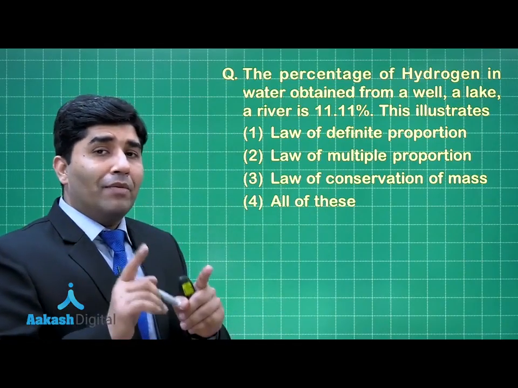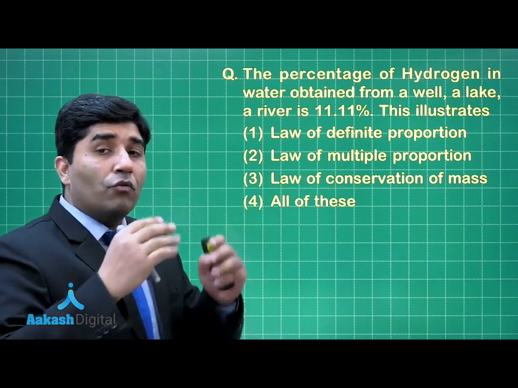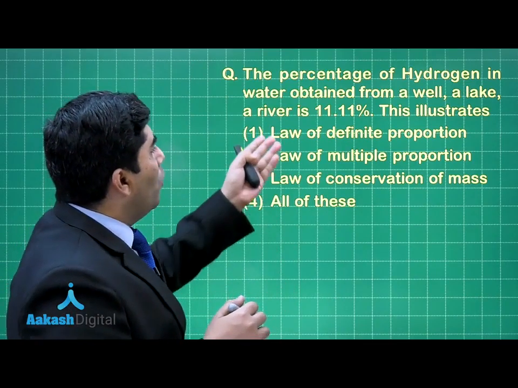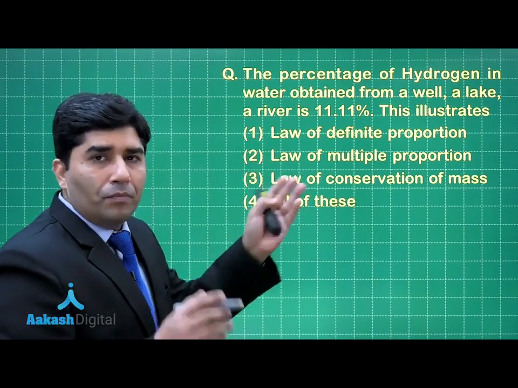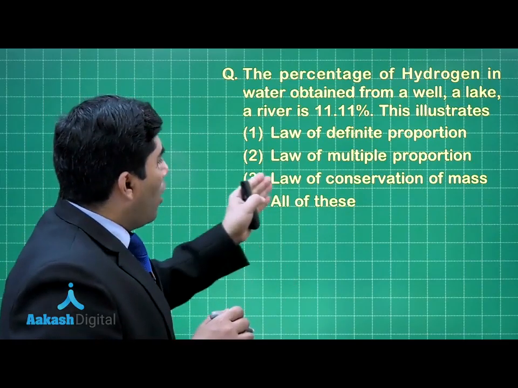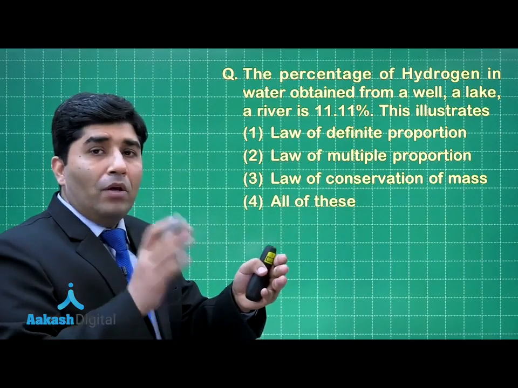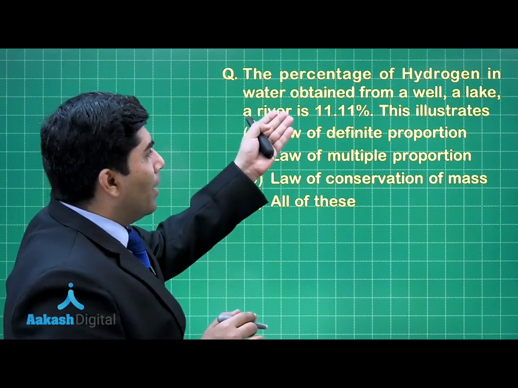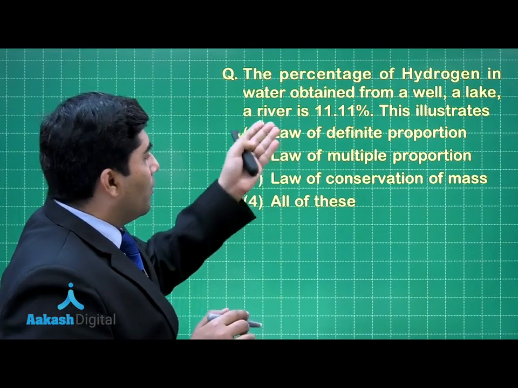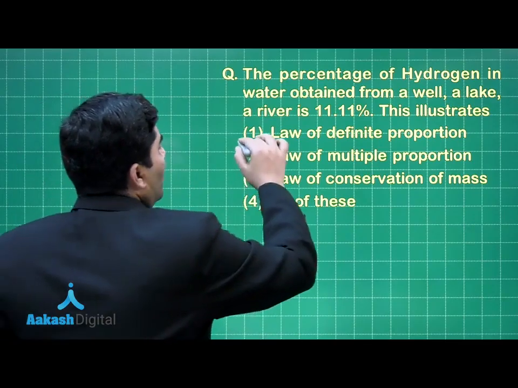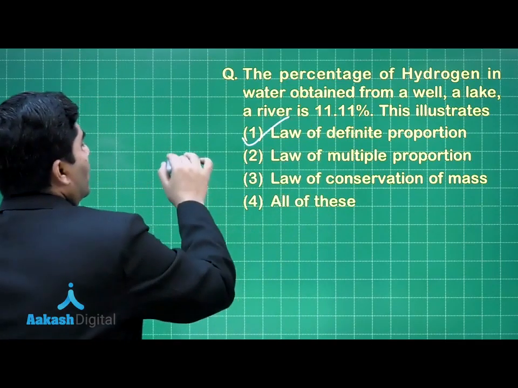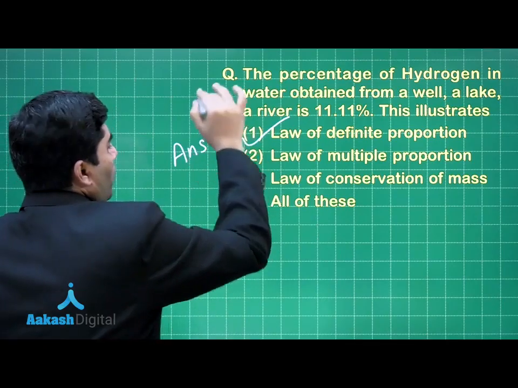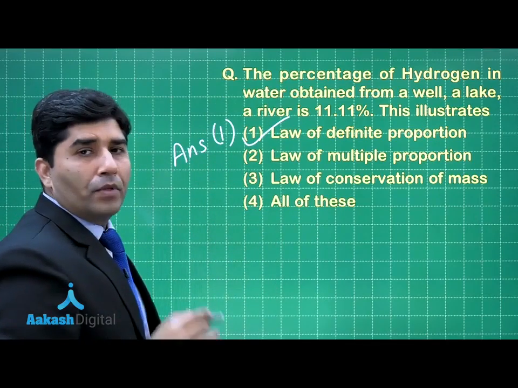Multiple proportion is given for two elements forming two or more compounds. So there is only one compound, that is water, right? Law of conservation of mass is applicable when a chemical reaction is given. So there is no chemical reaction given in this question, therefore this will be our answer. So our answer is the first option, right?